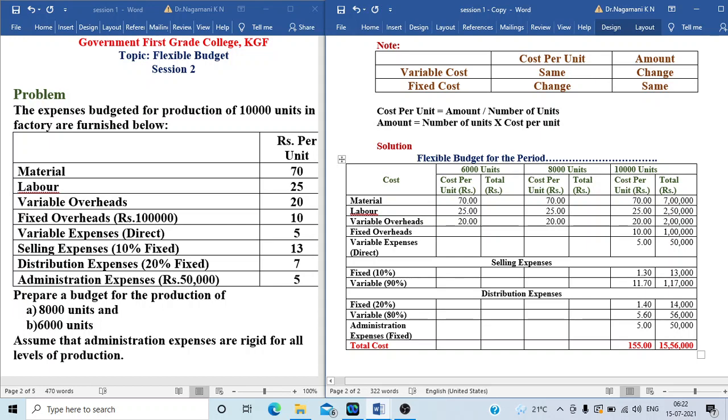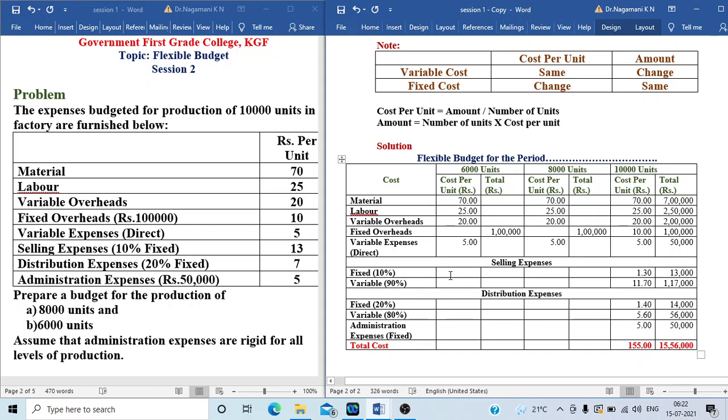Then fixed overhead, fixed cost. Cost per unit will change but amount will remain same. I am entering only the amount because when the production increases or decreases, fixed cost amount will remain same. Next, variable expenses is a variable cost. Cost per unit will remain same. So cost per unit is 5. Same I am writing for 6000 units as well as for 8000 units.